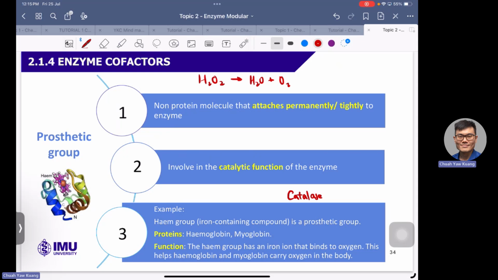Okay, so whenever a reactive oxygen species comes in, they can just react with it. So that's why it binds permanently. It's no longer like, okay, bind and attach, detach, bind, detach. No. The heme group always binds on the catalase. So whenever there's a ROS, they will break it down. There are so many ROS, not just hydrogen peroxide.